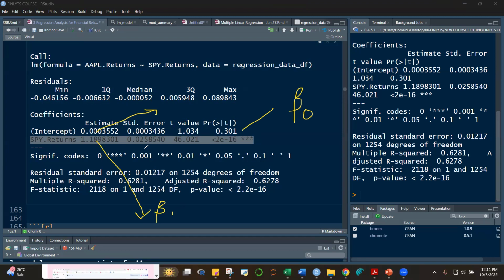The question is, beta 1, is this 1.189? Is it possible that this is just a coincidence? Was this just a random coincidence that this is 1.18? That's the question. That can be answered here, class, by the p-value. And the p-value tells us if the value of your variable is statistically significant or not.